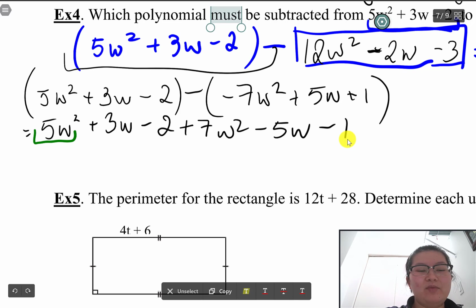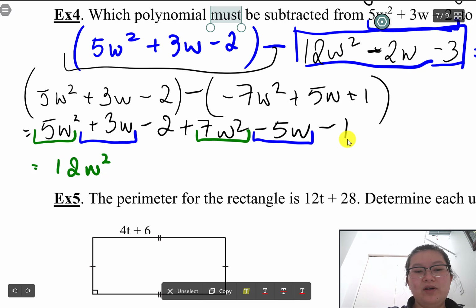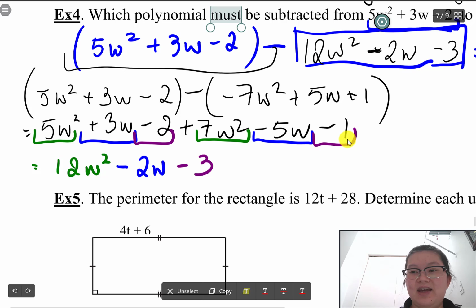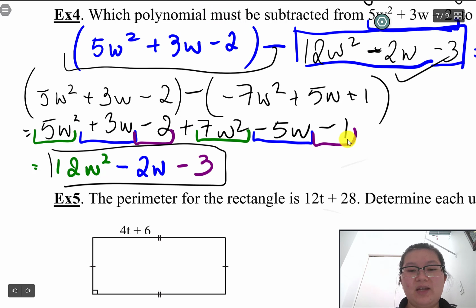I have 5w squared and 7w squared. That's going to be 12w squared in total. Next up, I have 3w minus 5w. That's going to give us minus 2w. Last but not least, I have minus 2 and minus 1, so that is minus 3. And voila, this is exactly the same as what I had above.